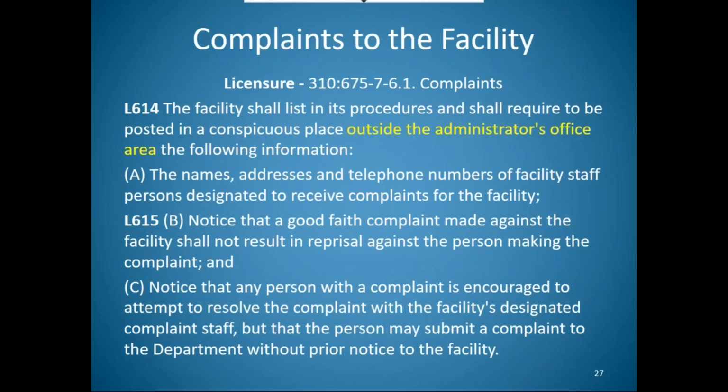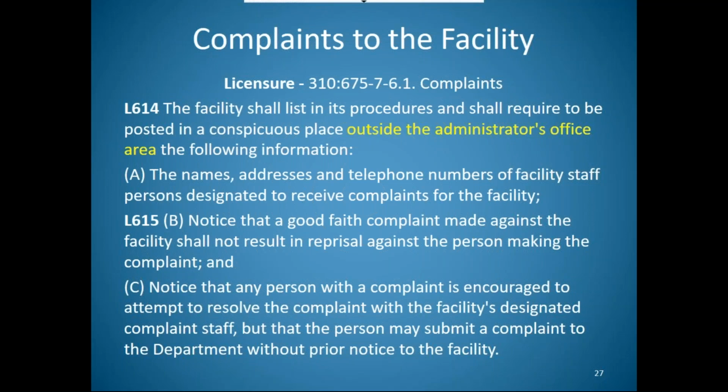So then we talk about complaints to the facility, and this is under licensure 675. This says the facility shall list in its procedures and shall require to be posted in a conspicuous place outside the administrator's office area the following information. And the information is the name, addresses, phone numbers of the designated staff to receive complaints, a notice that a good faith complaint made against the facility shall not result in reprisal, and a notice that any person with a complaint is encouraged to try and resolve it with the facility, but they can submit a complaint to the department without telling the facility about it.